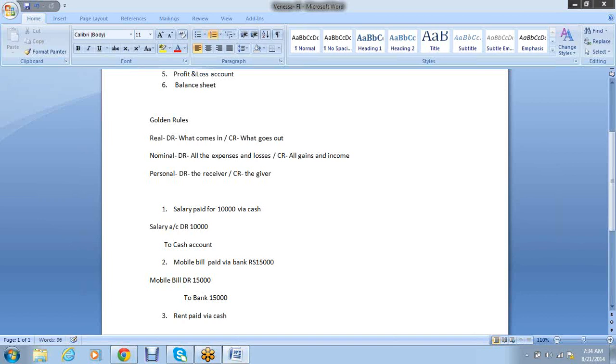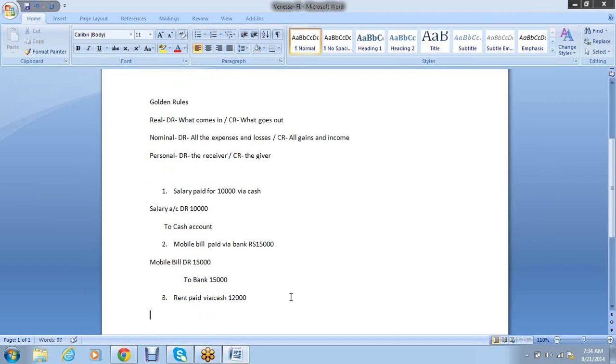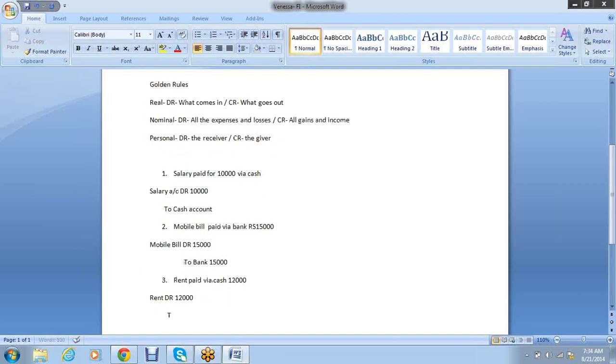Correct. Similarly, rent paid via cash for 12,000. So now what will be the entry? Rent paid is an expense, so it's a debit. Correct. Rent is a debit, and via cash account, so the cash account will be credited, like it's going out from the cash account. Correct.